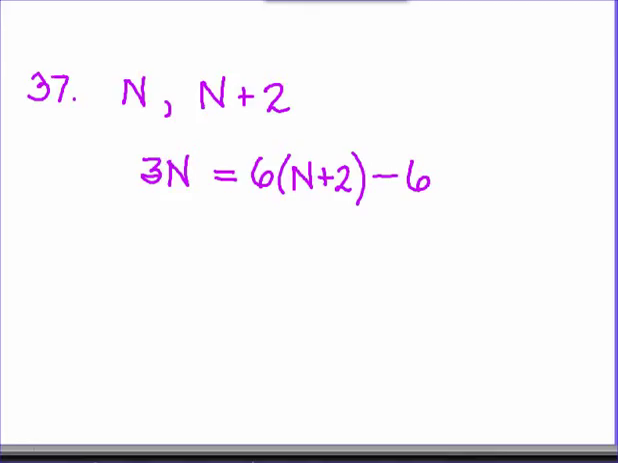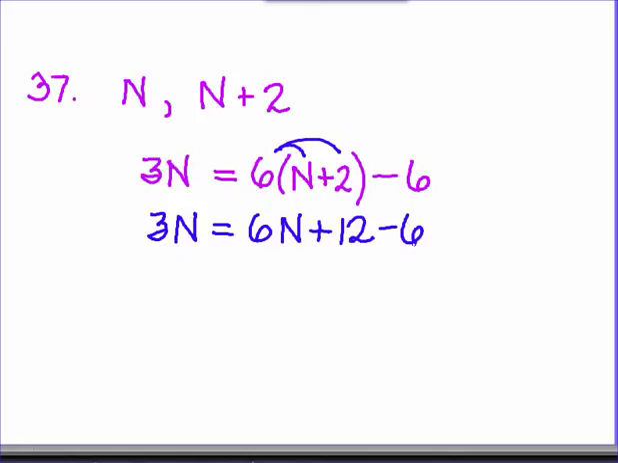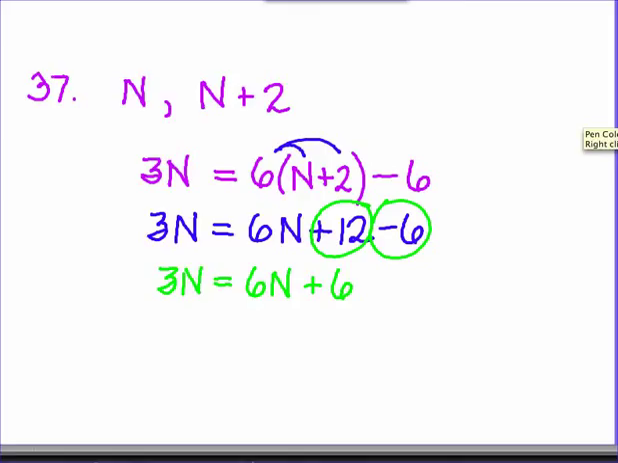So what do? Distribute. Good. So I end up having 3n equals 6n plus 12, minus 6. What do you do now? Combine like terms. So I've got 12, negative 6. So I still end up having 3n equals 6n plus 6. What do you do now?